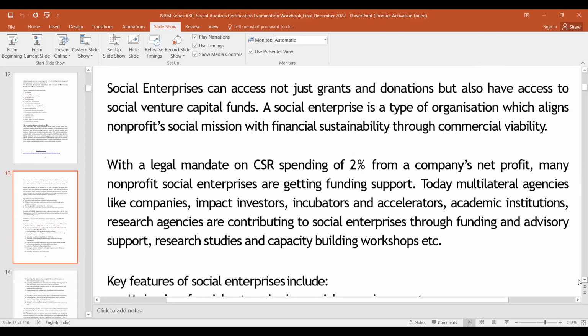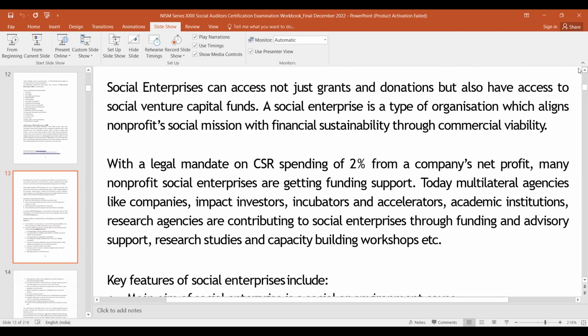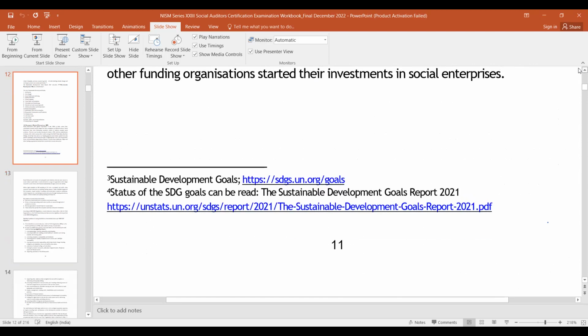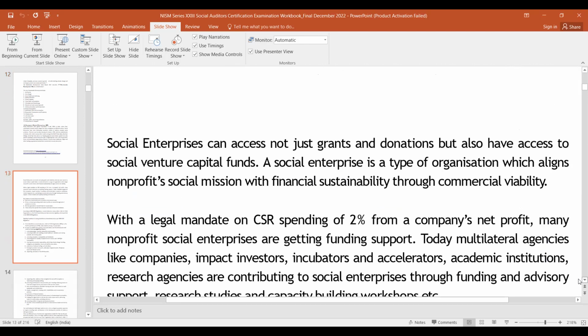Sir, is this Ashoka a government organization or a government? No. These are all social enterprises, basically. Separate? Actually, government as such, government will do on its own. Okay. These are all social enterprises.